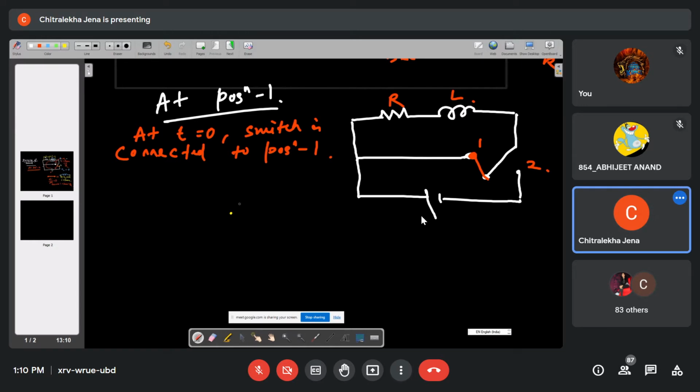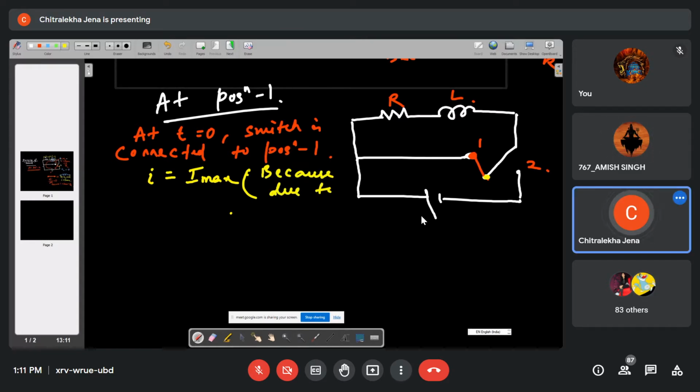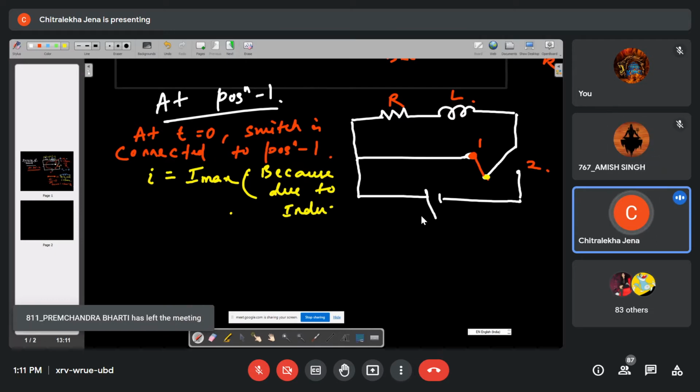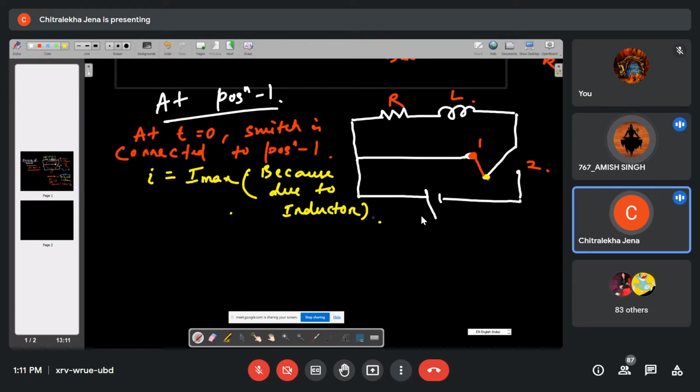Current is equal to how much? I is equal to I maximum. Why? Because of the presence of the inductor. Understood? Very good. So now I is equal to I maximum because due to the presence of the inductor, it will oppose any sudden change in the current. Gradually there will be a change, but there will be no sudden change.